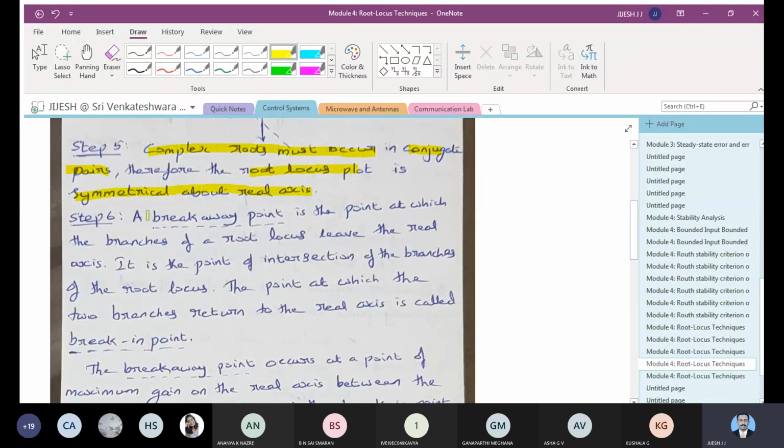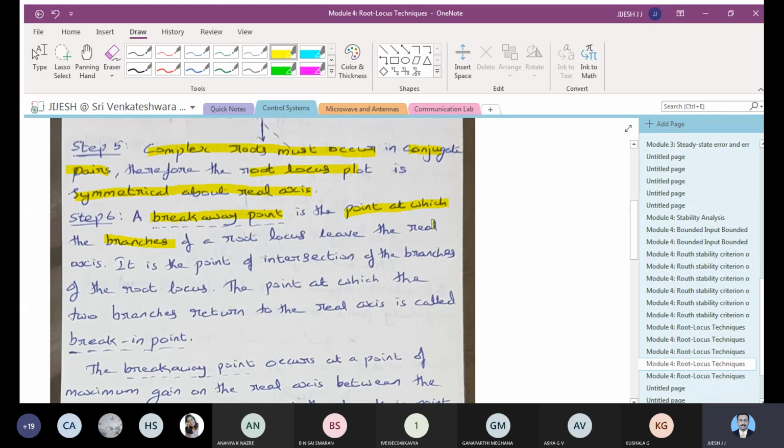Now we are going to see step 6. So step 5 is that the plot is symmetrical about the real axis. When you are plotting, you have to keep track of those things. Next is step 6, that is the breakaway point. There are a few things like breakaway point and break-in point. A breakaway point is the point at which the branches of the root locus leave the real axis.